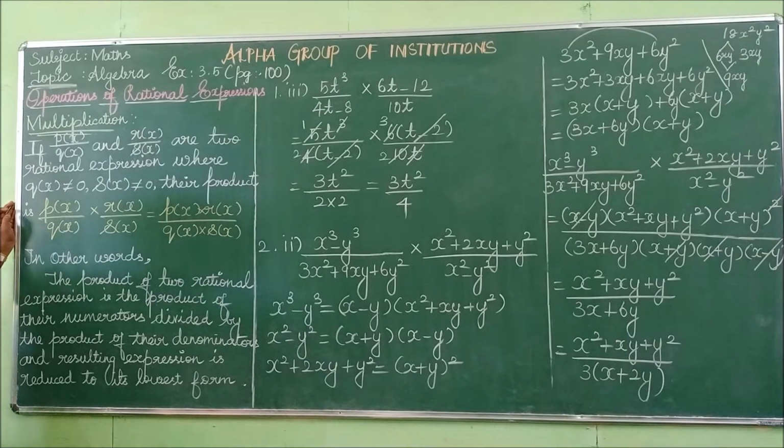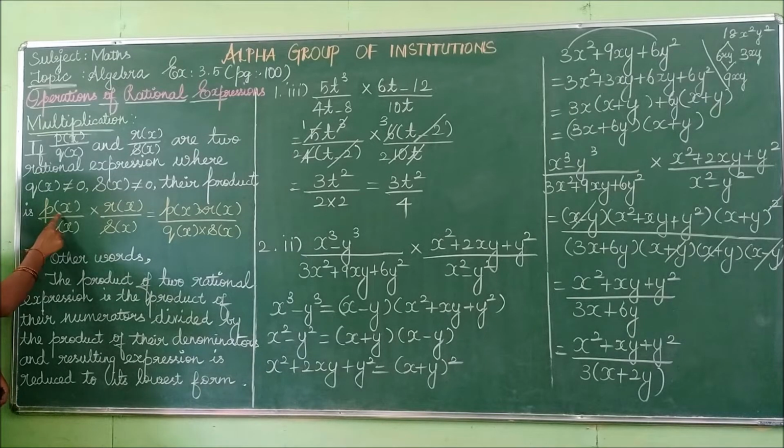First topic is multiplication. If p of x by q of x is a rational expression and r of x by s of x is another rational expression, where in this case the denominator is not equal to 0, same case here, both q of x and s of x are not equal to 0, then their product is p of x by q of x into r of x by s of x, which is equal to, how to multiply: the numerator divided by the multiplied denominator.